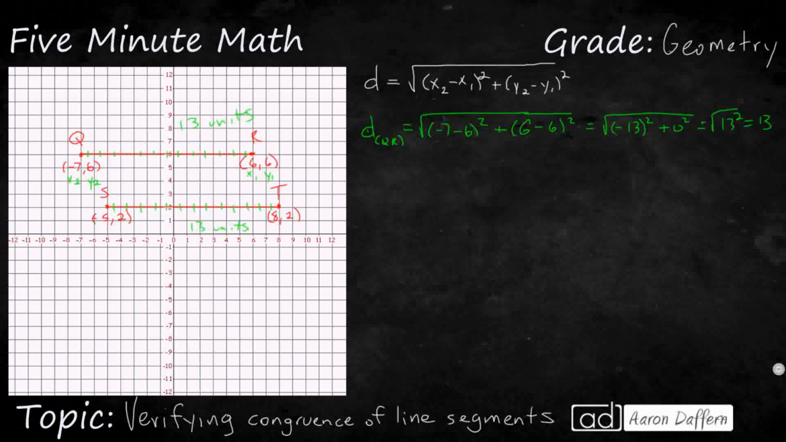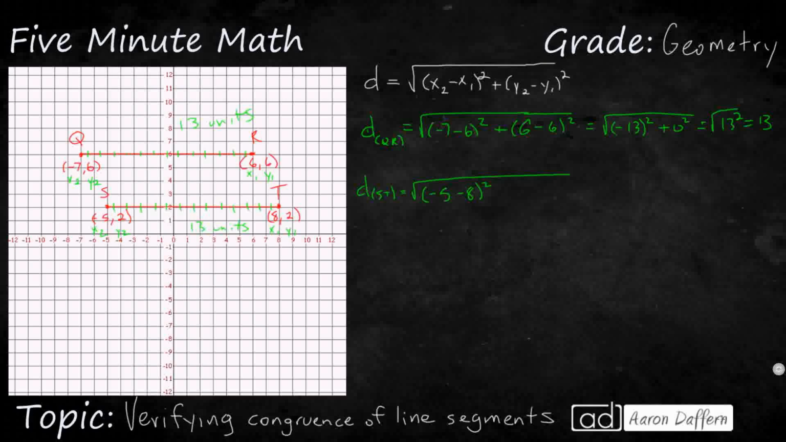Let's see if it's the same thing for our ST. So we're going to do our distance of ST. We need to do the same thing. Let's make this also x sub 1, y sub 1, x sub 2, and then y sub 2. All right, so our x sub 2 is going to be negative 5 minus 8. And if you're looking at that, that's going to be 13, right? And really, this previously was negative 13 squared, but we could just take the positive value of that, right?